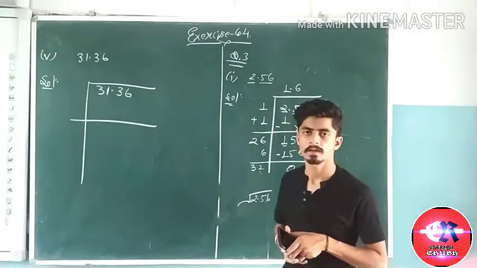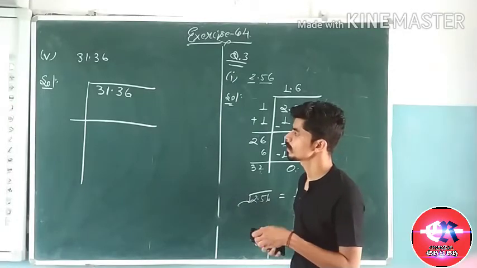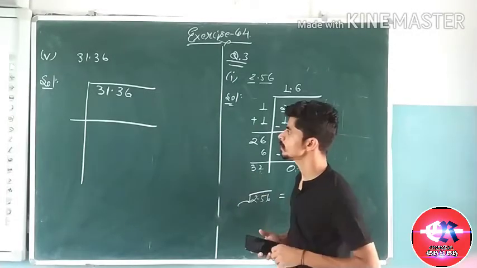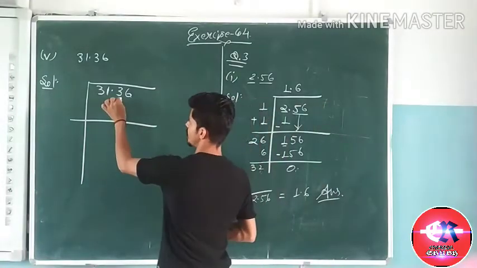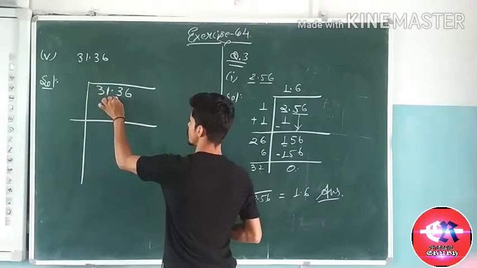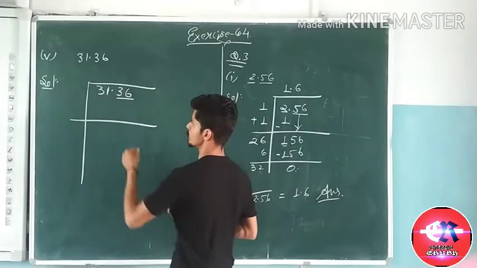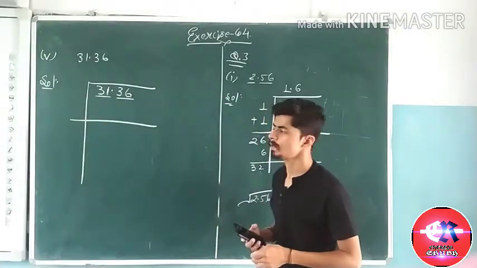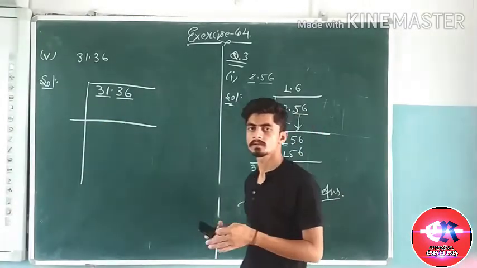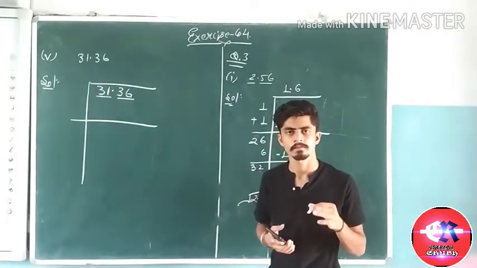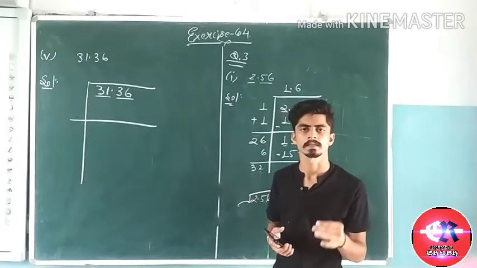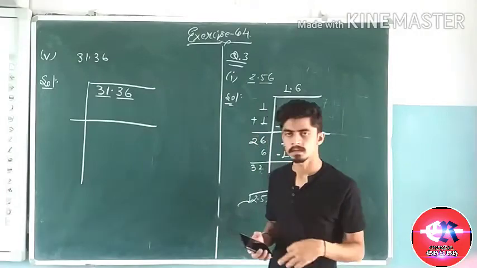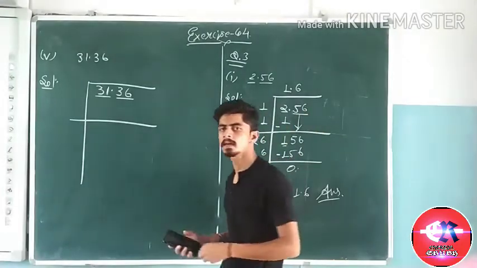The fifth number is 31.36. We have to find the square root of 31.36. So now I am going to solve this question. From the right hand side we have to take two numbers to make a group, so 36 and 31. Now we have to find a number whose square is nearest to 31. So 4 4 is 16, 5 5 is 25 and 6 6 is 36.